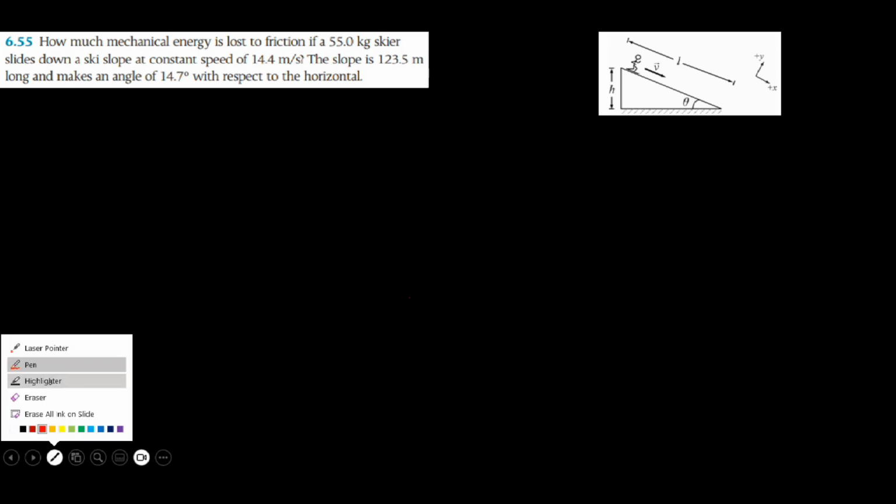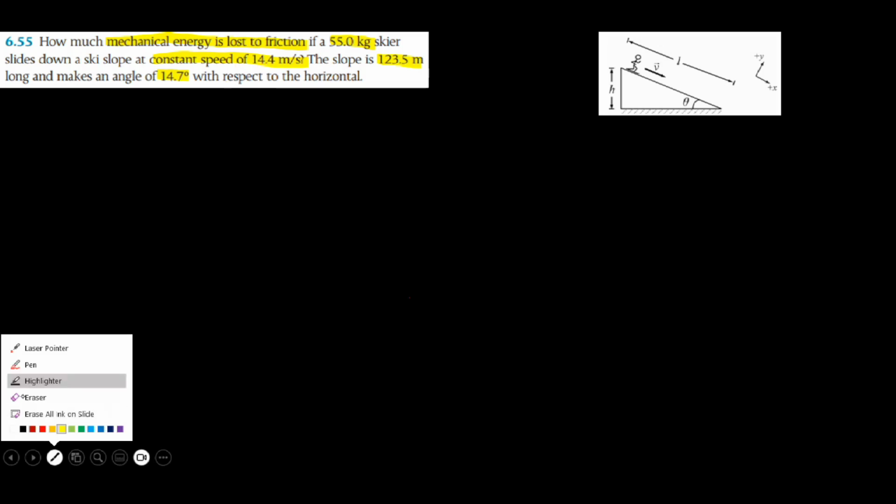Let's discuss question 6.55. Here the question is asking us how much mechanical energy is lost to friction if a 55 kilogram skier slides down a ski slope at a constant speed of 14.4 meters per second. The slope is 123.5 meters long and makes an angle of 14.7 degrees with respect to the horizontal. We need to find what mechanical energy is lost to friction.